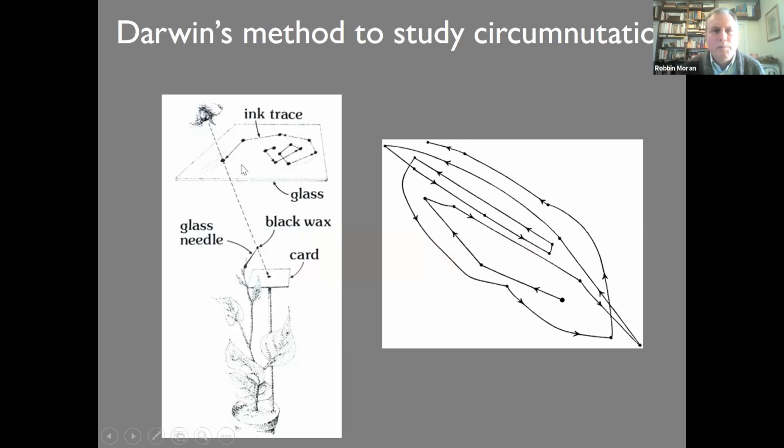Here he has up above on the left a drawing, a tracing board, and then he's got a card down here with a black spot on it. He glued a very thin needle with a ball of black wax at its tip, and he would line up the black spot on that card with the black ball of wax on the needle, and he would make these tracings that look like what you see over here. He did thousands of those tracings for many different species in his book. He was very thorough.